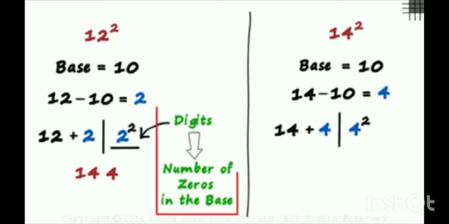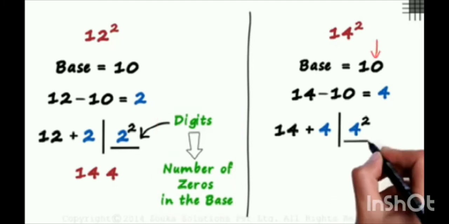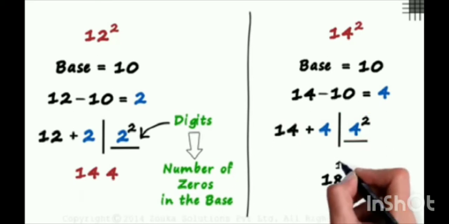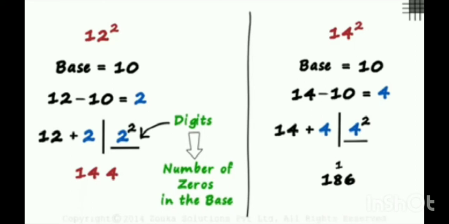The number of digits on the right will be equal to the number of zeros on the base. As there is just one zero in the base, we will have just one digit on the right. So 14 plus 4 is 18 and 4 squared is 16. As just one digit is allowed on the right, we carry the 1 over and write 6 here. 8 plus 1 is 9 and 6. That's the answer. 14 squared is 196.